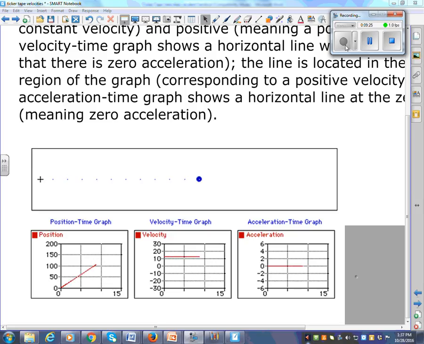I think the next one is constant negative velocity. Am I right? Okay, so constant, can I move on? Okay, I'll wait here.